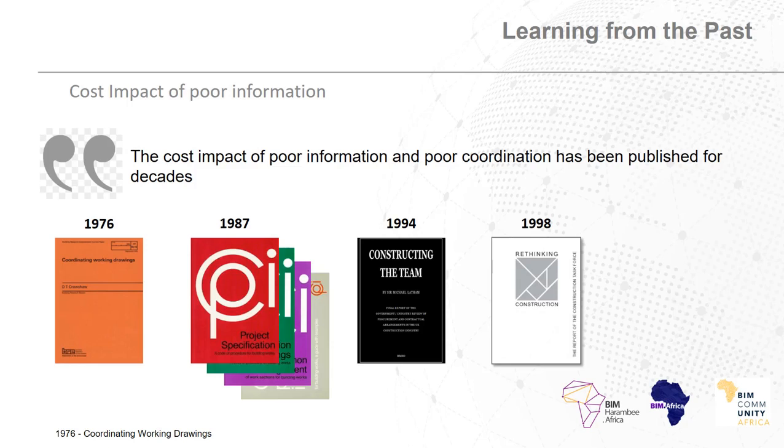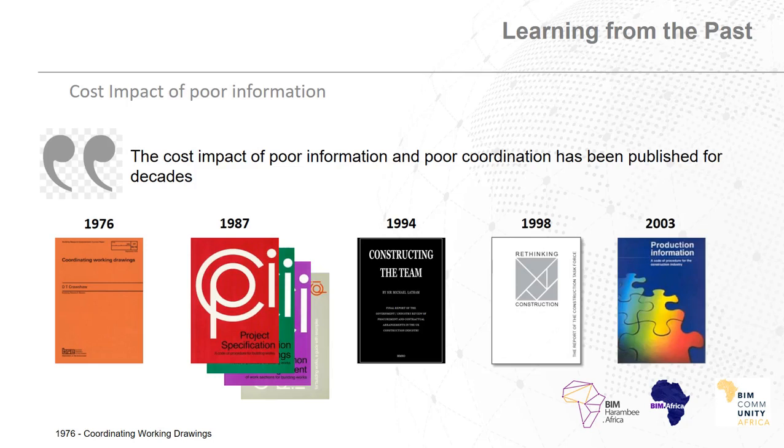Rethinking Construction, much like Constructing the Team, also recommended further client involvement and better project team integration, noting that projects with client-led initiatives had seen dramatic improvements. Concluding the report, new targets were set, including an annual capital cost reduction of 10% as well as a reduction in post-construction defects by 20%.